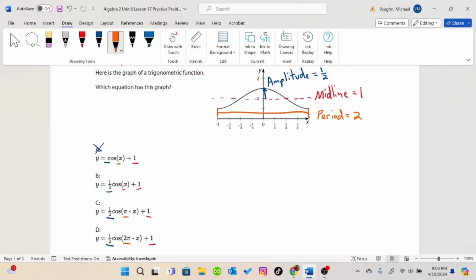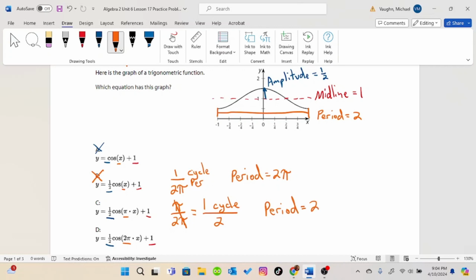So A we already eliminated. B, we have 1 divided by 2 pi. So that's 1 cycle per 2 pi. So the period equals 2 pi. We're looking for 2. When we look at C, we have pi divided by 2 pi. The pi's cancel each other out, and we have 1 cycle per 2, which means there is a period of 2. And that's what we're looking for.